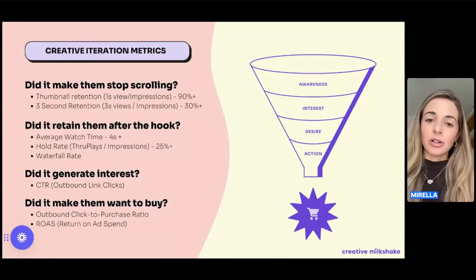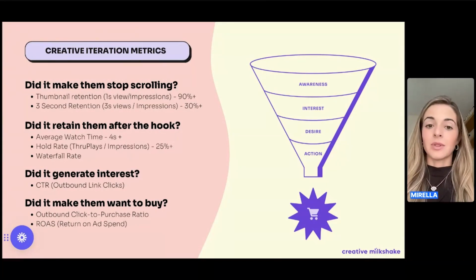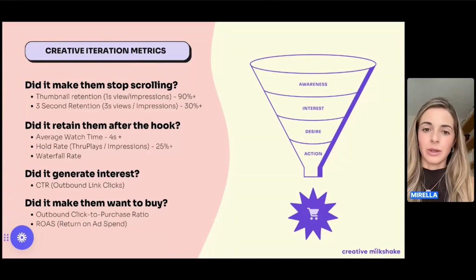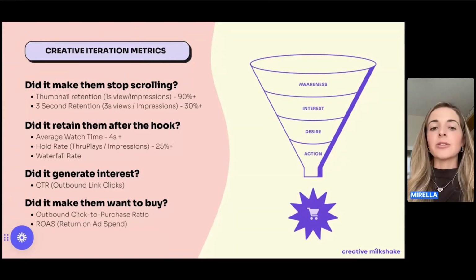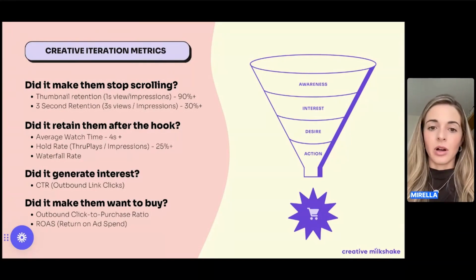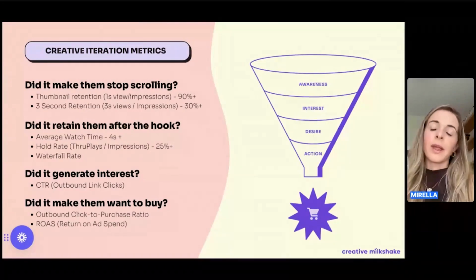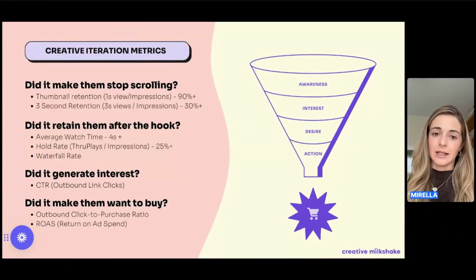This is your hook, the whole what, why message. Is it conveyed? Is it resonating to make them stop scrolling and watch the first 3 seconds? Then the metrics that tell you if the ad is retaining them after the hook. So there's the hold rate, which is watching through the 15-second mark divided by impressions, and you want them to be ideally more than 25%.